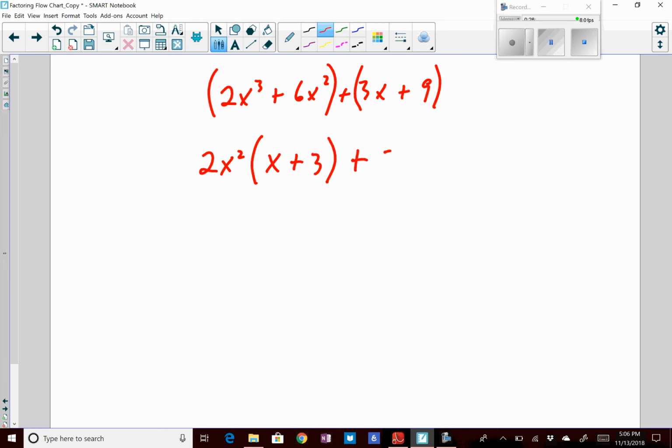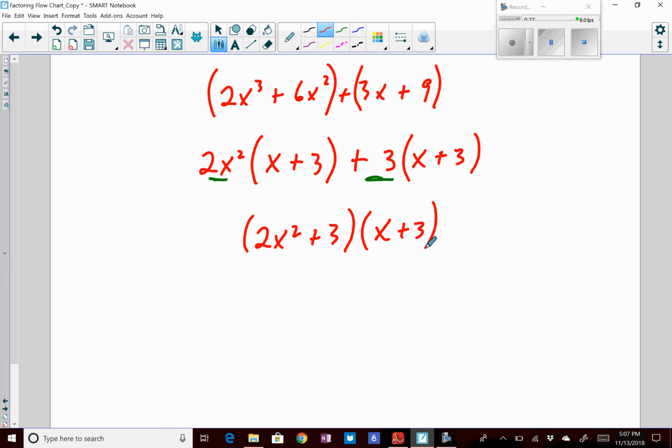Take out a GCF for the second group. That would be a 3. And then I would be left with x plus 3 in the parentheses. So again, what I do is use the GCFs that I came up with as one grouping. So 2x squared plus 3. And one of the duplicates. Again, if we were to multiply these together using the FOIL method, we would come up with the original expression.